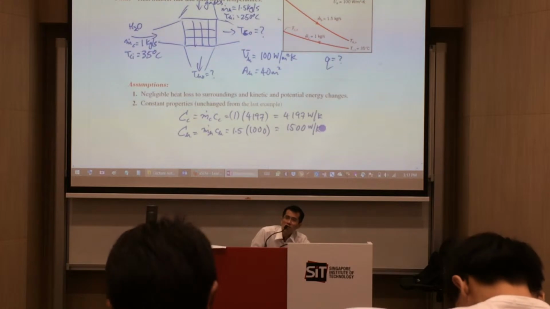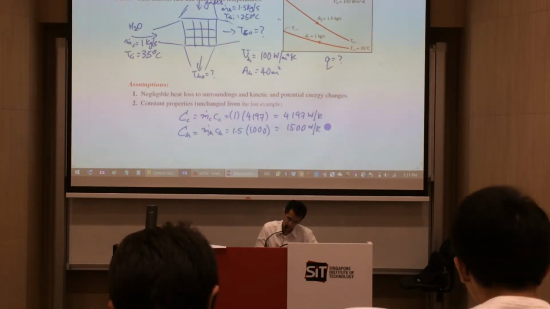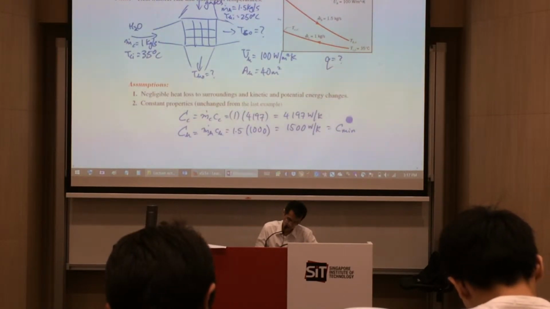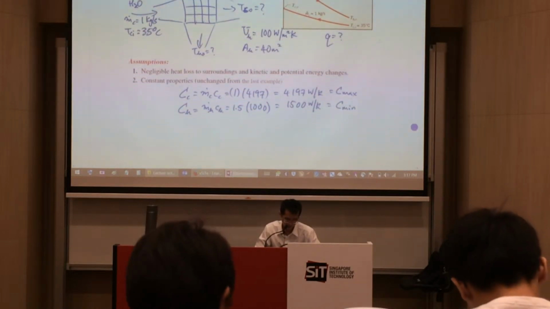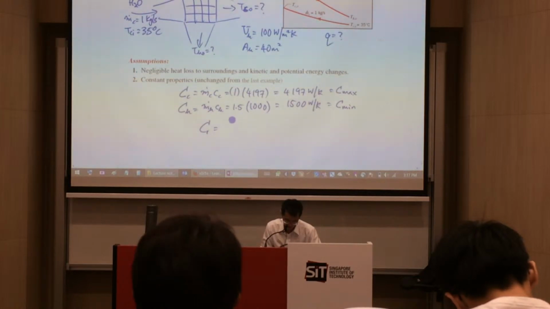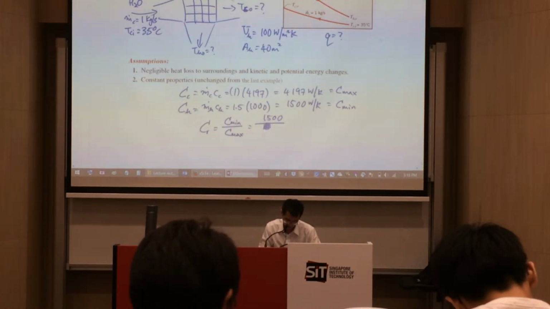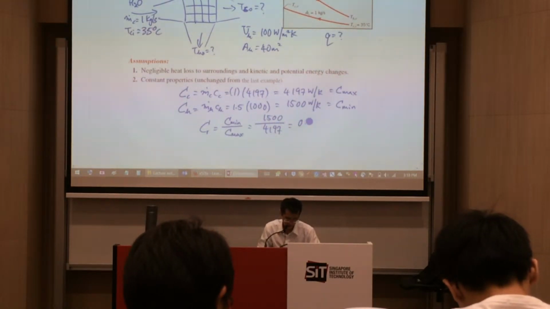And ask yourself which one is your C min. CH is the C min, so I'm going to write it here. The other one will be the C max. So let's find out what is CR. CR equal to C min divided by C max. So C min here is 1500 divided by 4197. Do that calculation, 0.357.